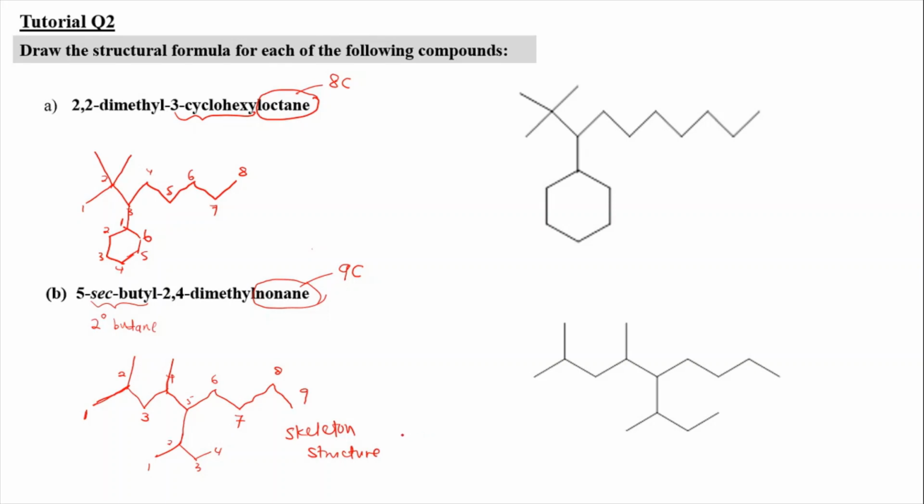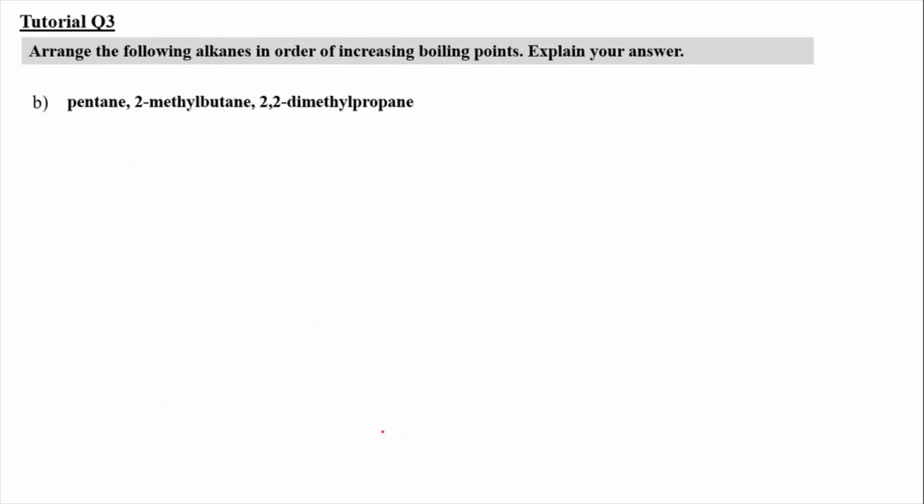Okay, so that's for question number 2. Now for question number 3, we have to arrange the following alkanes in order of increasing boiling point, and we have to explain the answer. So we have pentane, 2-methyl-butane, and 2,2-dimethyl-propane. In order to answer this better, I think you need to draw the structures first.